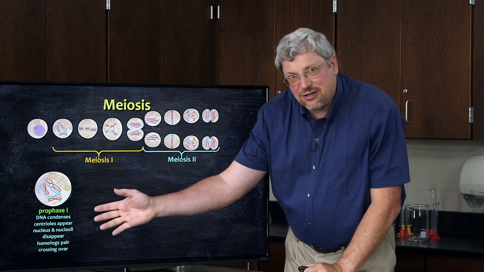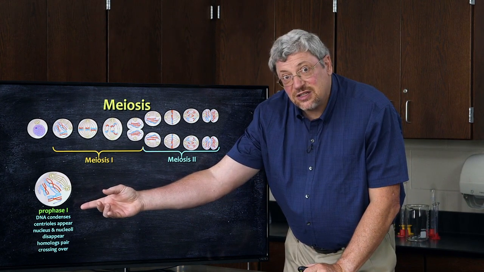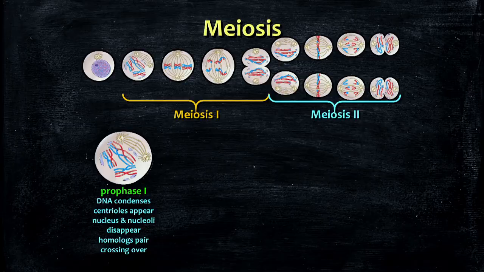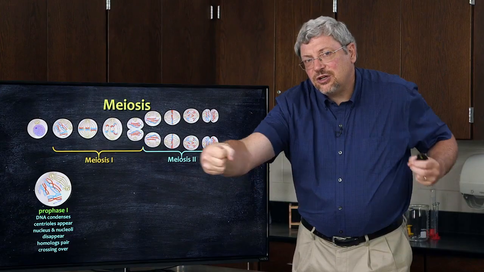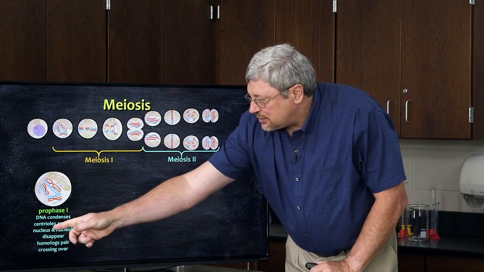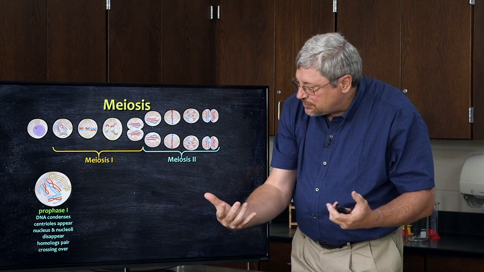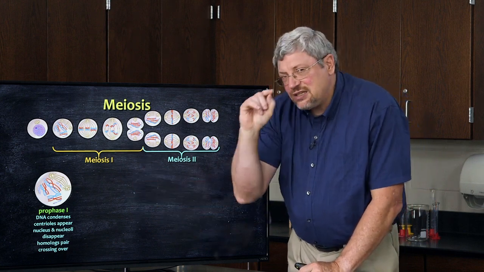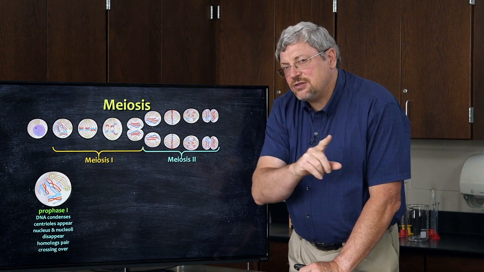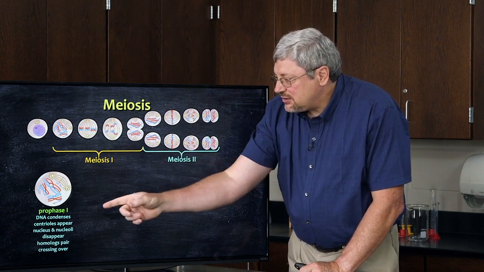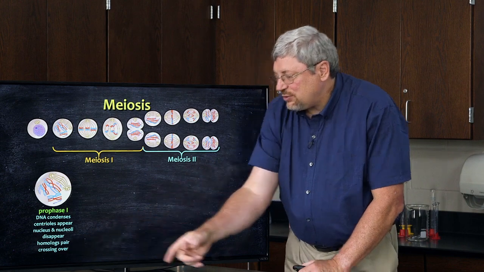Prophase 1 is very, very similar to prophase in mitosis. Our DNA condenses, so it's going to be made into that skein form, that hot dog shaped form, and thus it appears under the microscope for the first time. Centrioles appear on each end of the cell. They're going to be the place to which all the cell components are going to be pulled. The nuclear membrane disappears. The nucleoli disappear.